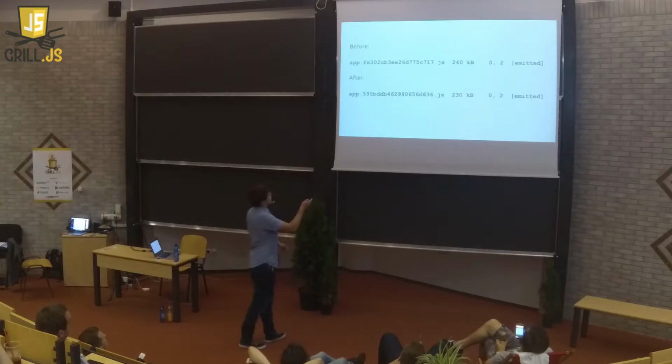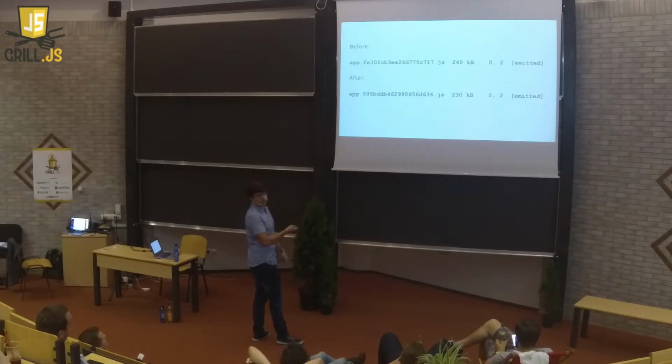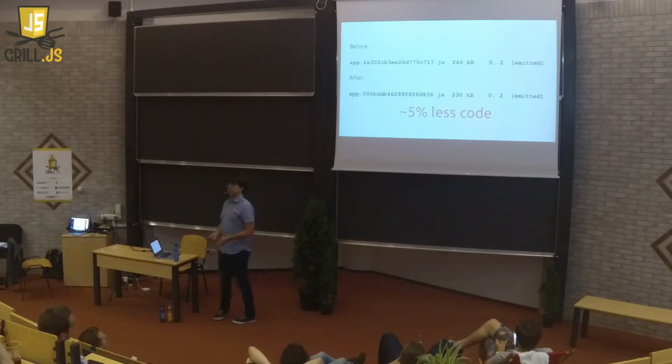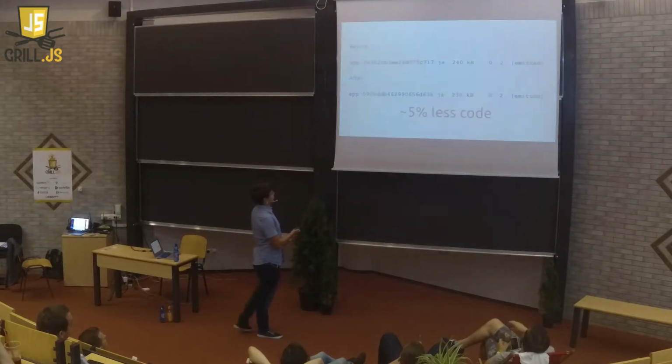So this is the result we had before, 240 kilobytes. And after I removed prop types from this example app, which is not a hello world, it's a bit more complicated, the result was 10 kilobytes less of that code. So we got around 5% less code, 5% less bundle size just by removing prop types. So I think it's a very easy win. You can do it for free, and it shouldn't, emphasis on shouldn't, break your app.